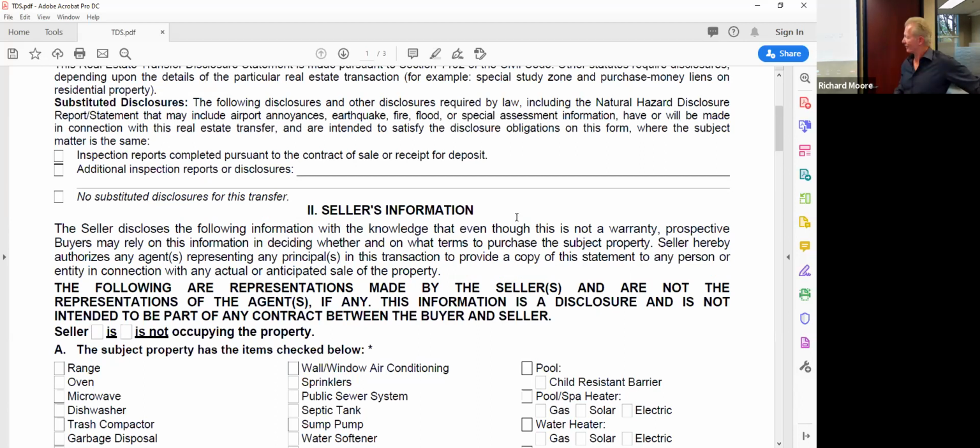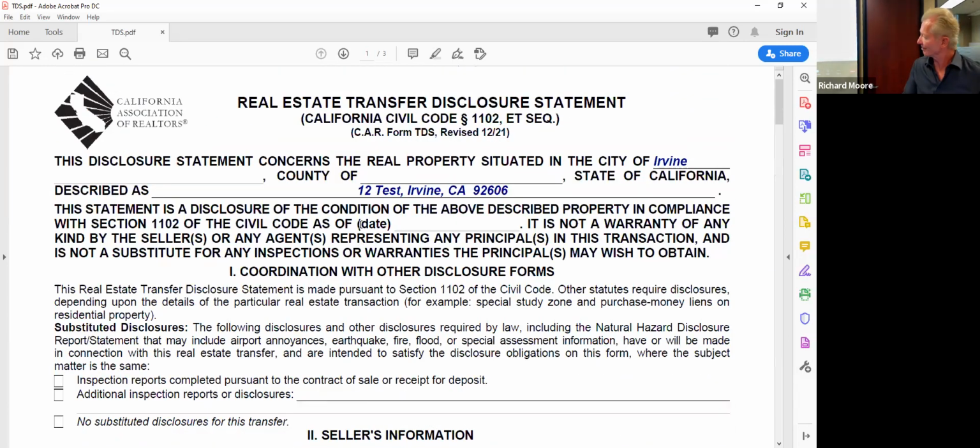So if we take a look at the first page, would you show the very top of the form, please, Carlos? Thank you. So a couple of things. You can see 1, 2, 3, 4, the 5th line down. You should insert the date when the property was inspected by the person who completed the form.